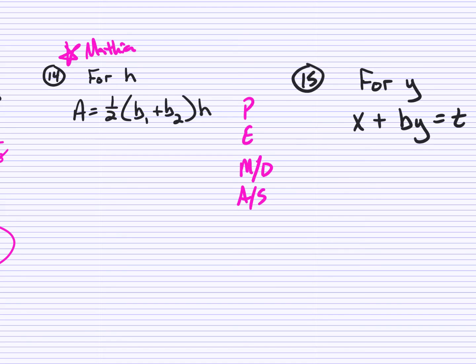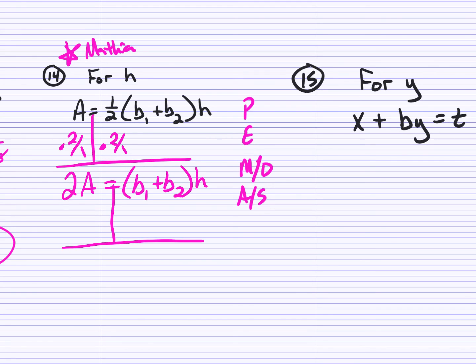Number 14, we're trying to get the h by itself. It's getting multiplied by a parentheses and a 1/2. I'm going to get rid of the fraction first. The opposite of multiplying by a fraction is to multiply by its reciprocal. So I get 2 times a, which is written as 2a, equals, and I'm going to bring over the entire right-hand side. Bring it straight down.